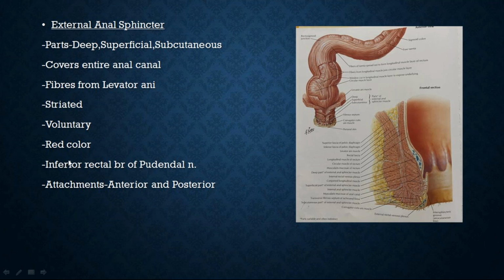Okay, and very important, the inferior rectal branch of the pudendal nerve is also supplying the sphincter urethrae. So that's why when this nerve is stimulated, there will be a feeling of passing urine, and there is a feeling of passing motion also.